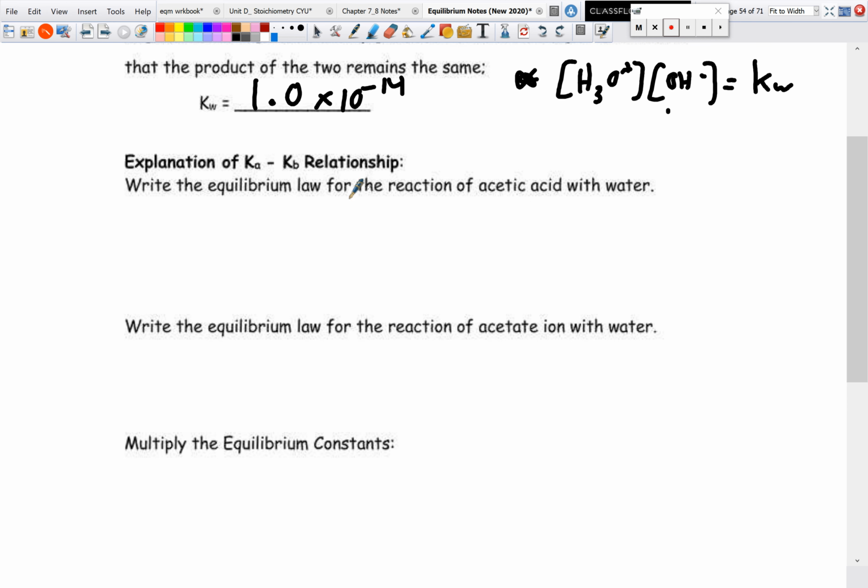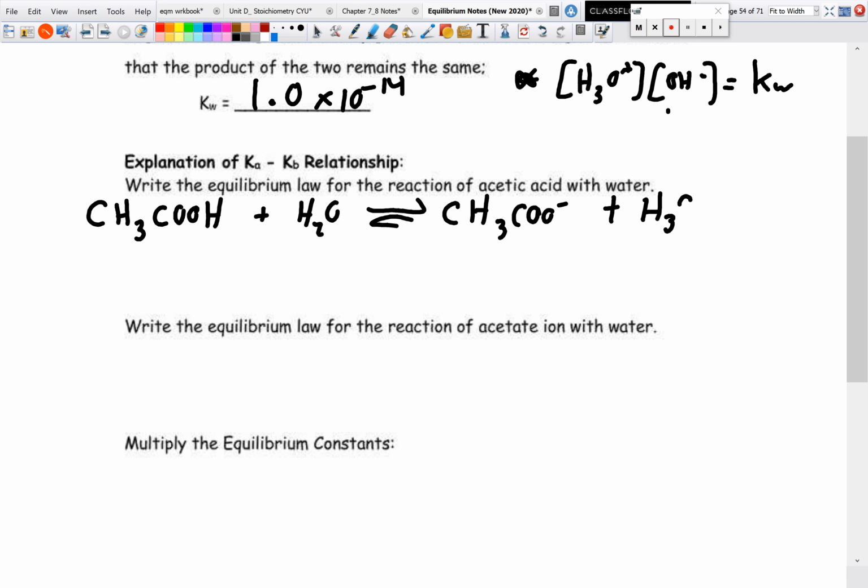So we're going to use the acetic acid and acetate ion because these are both acids and conjugate bases of each other, and we're just going to work through this thought process of relating Ka and Kb. So if we start with acetic acid and we write out the equilibrium law, we get the acetate ion and hydronium. We know Ka, the ionization constant for the acid, will look something like this.